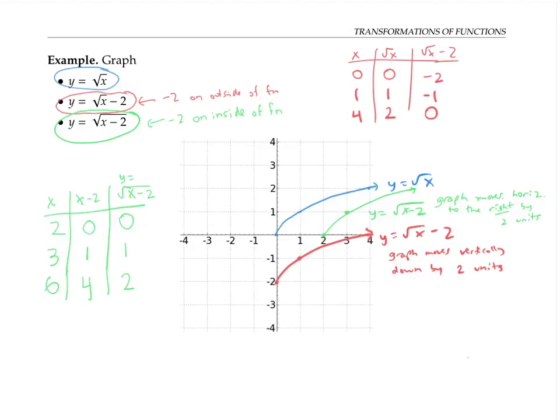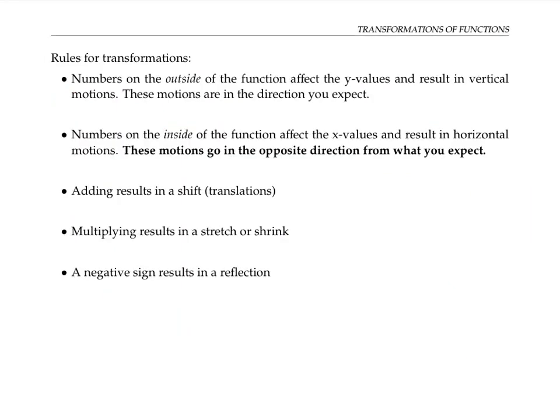The observations we made for these transformations of functions hold in general, according to the following rules. First of all, numbers on the outside of the function, like in our example y equals the square root of x minus 2, those numbers affect the y values and result in vertical motions like we saw. These motions are in the direction you expect, so subtracting 2 moves us down by 2. If we were adding 2 instead, that would move us up by 2.